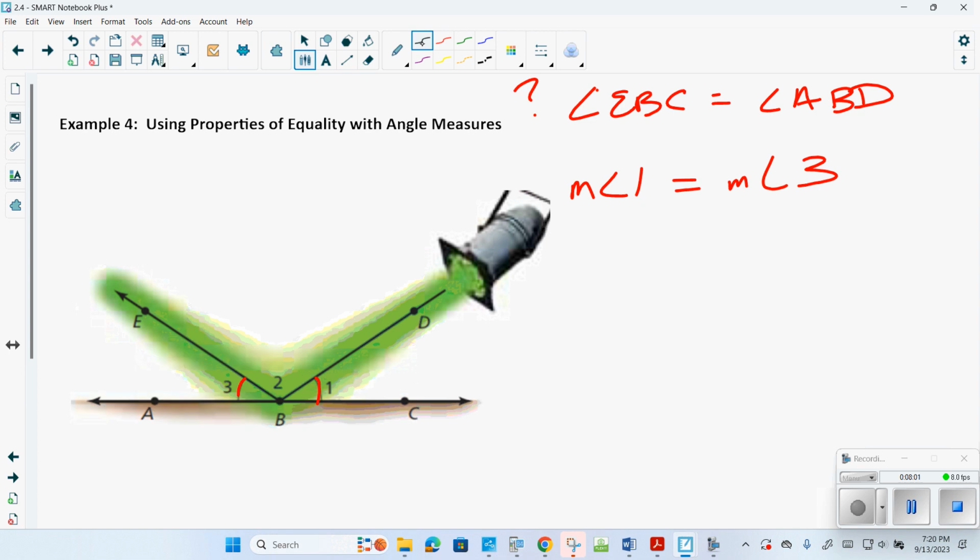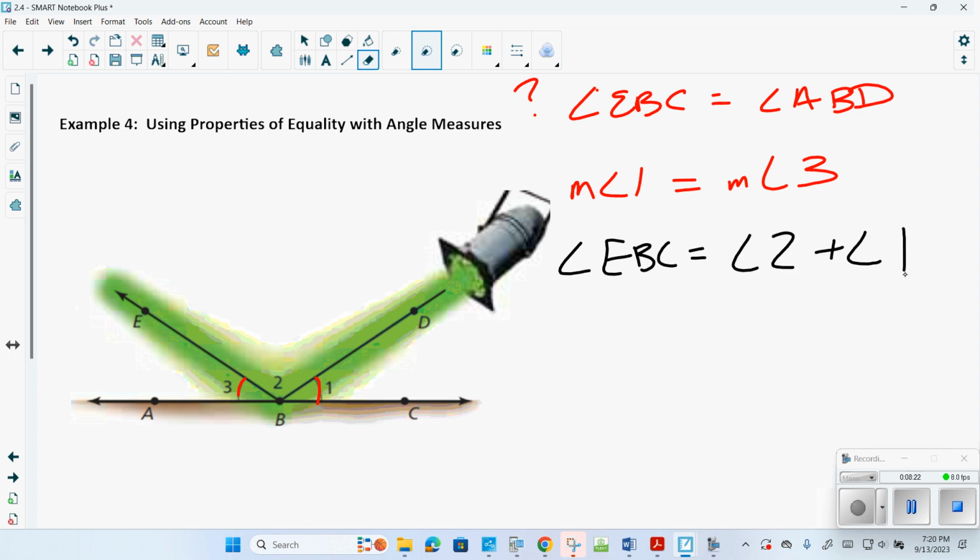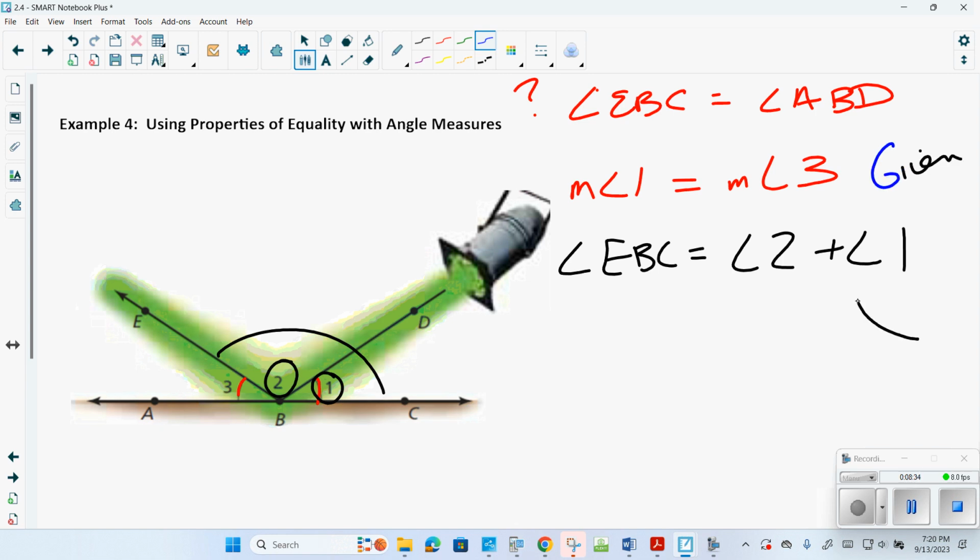Now, I'm going to talk about a property that we have not necessarily talked about right now, and that's angle addition. If I say that angle EBC equals angle 2 plus angle 1. Notice, and I'm going to go over here to my picture now, it's saying this angle plus this angle adds up to the whole angle. The reason I would say that is called angle addition.